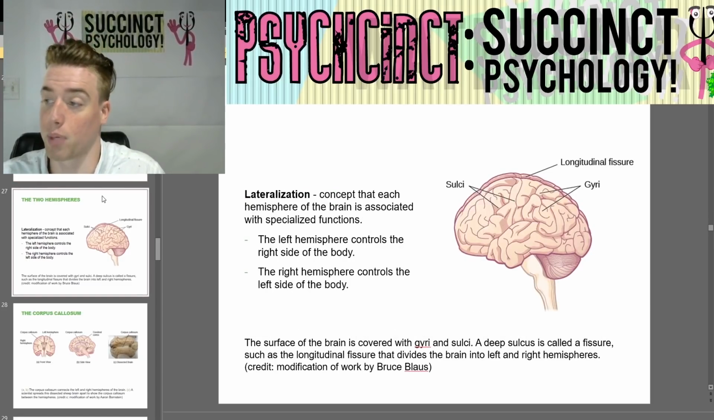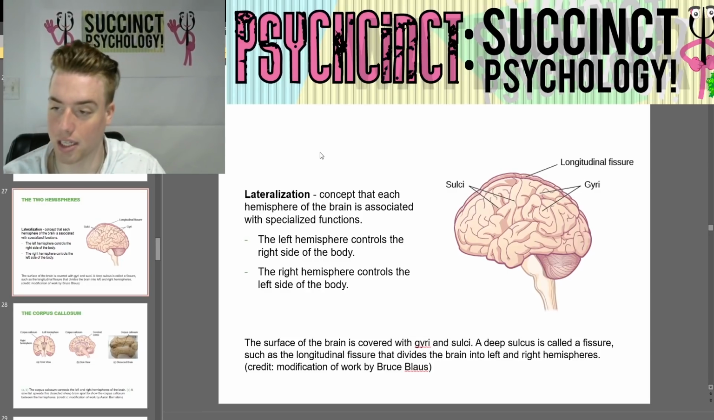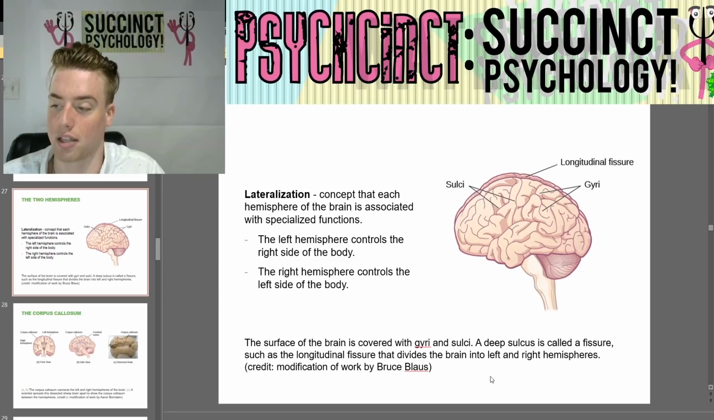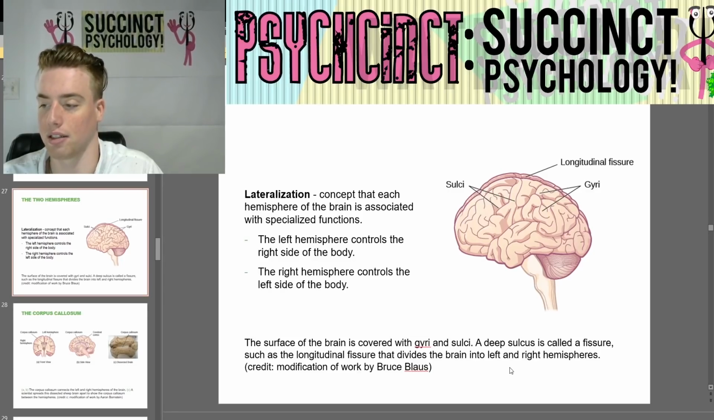So going more into the brain, we have the two hemispheres. Now, lateralization is a concept that each hemisphere of the brain is associated with specialized functions, so that your left hemisphere controls the right side of your body, and your right hemisphere controls the left side of your body. So the surface of the brain is covered with gyri and sulci, and a deep sulcus is called a fissure, such as the longitudinal fissure that divides the brain into left and right hemispheres.